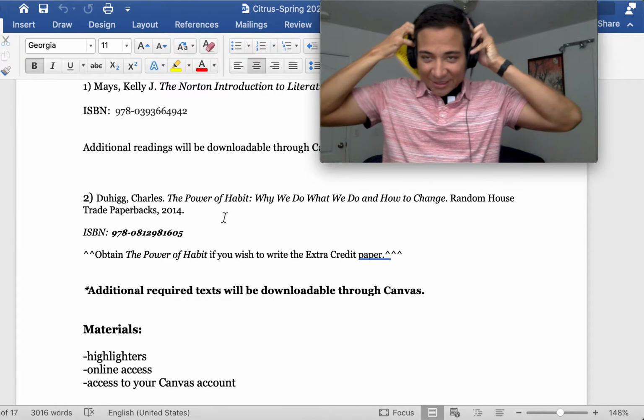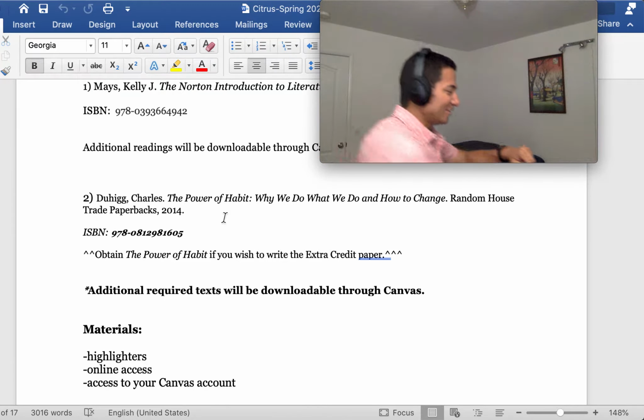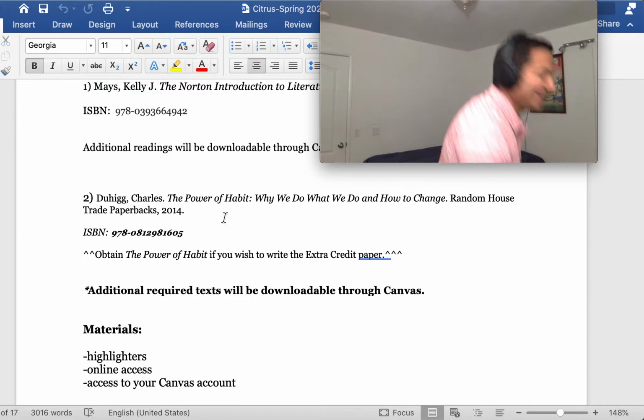I try to do the little elevator thing. Did you guys ever do that when you were kids? Like, you're kind of like pretending that you're just going down the elevator.